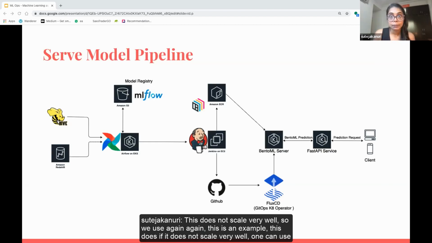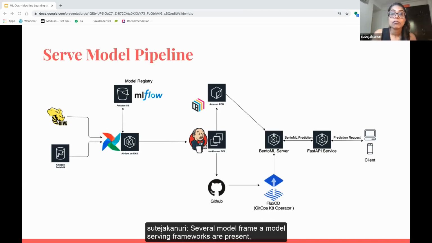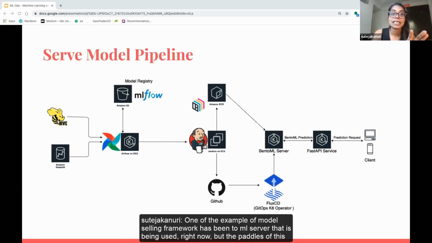This does not scale very well, so one can use Kubernetes to scale horizontally and vertically by using multiple pods. Several model serving frameworks are present. One example of a model serving framework is the BentoML server, which is being used right now. The parallels of this are TensorFlow Serving and MLflow serving. One can decide based on their use case.